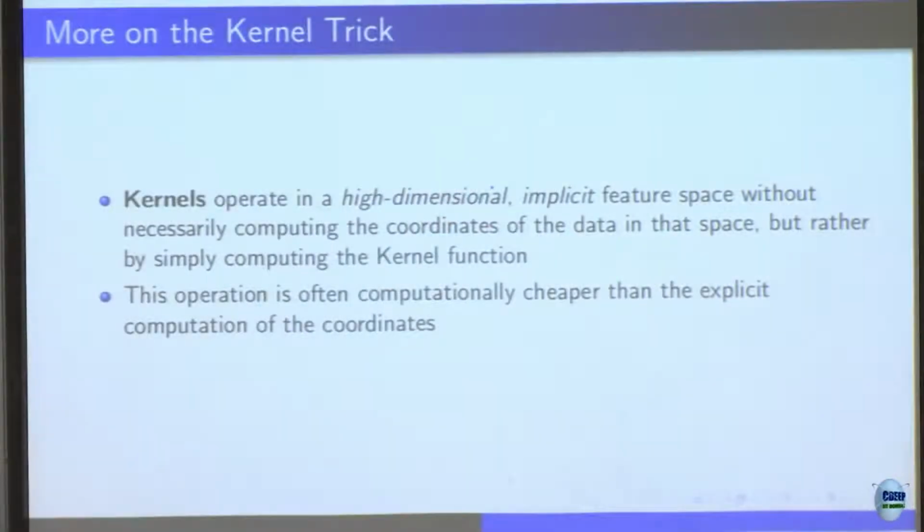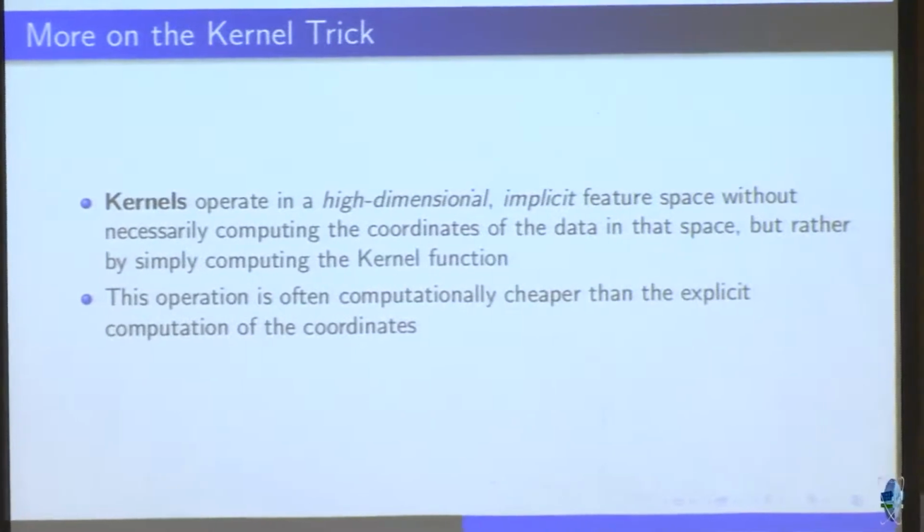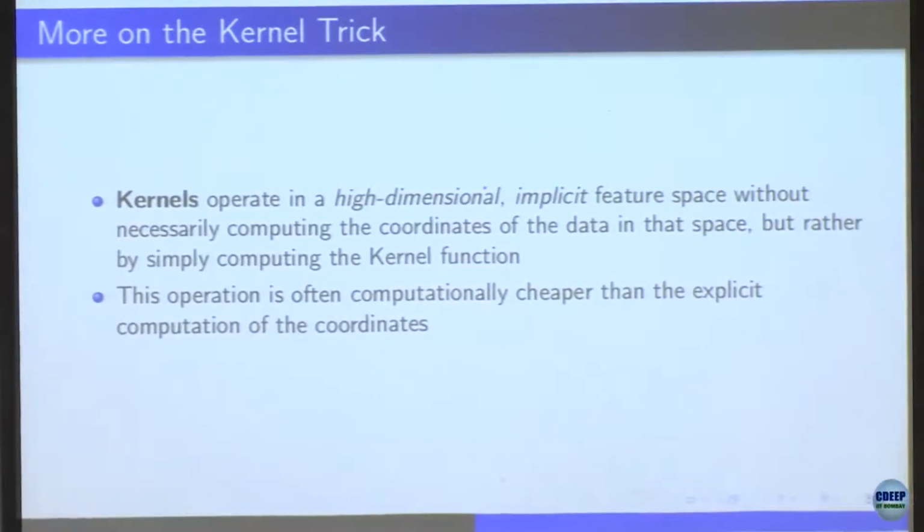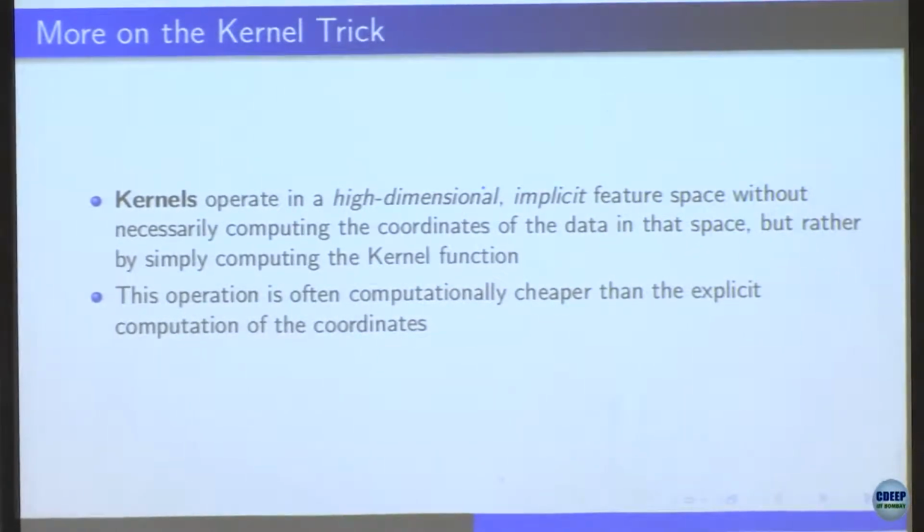Okay, so kernels operate in high dimensional implicit feature spaces. They are also called implicit because I don't really need to compute the phi. So what is implicit is phi, without necessarily computing the coordinates of the data in that space. You just compute the kernel function, and this is often cheaper.